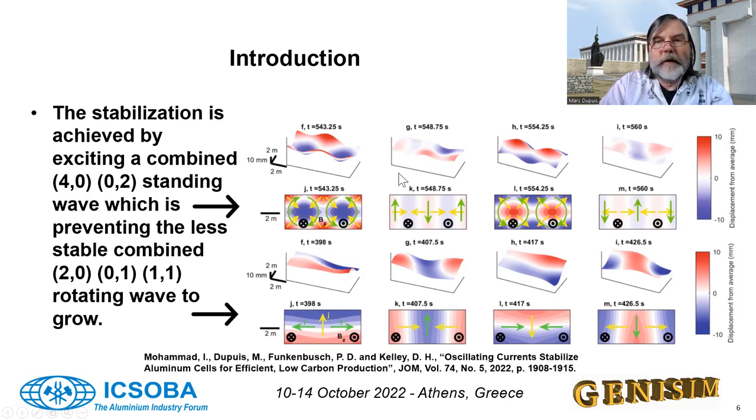So this wave is more stable than the naturally occurring rotating wave. Because that wave is forced to replace the naturally occurring wave, and it is more stable, you can reduce the ACD simply because you are oscillating the current in the pot line.